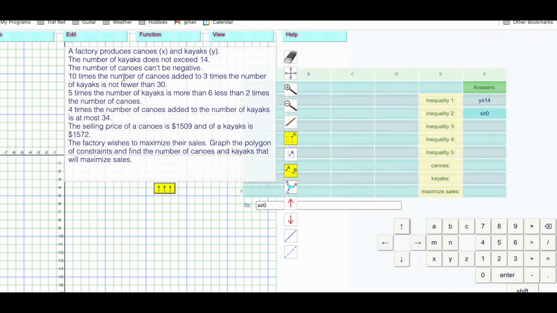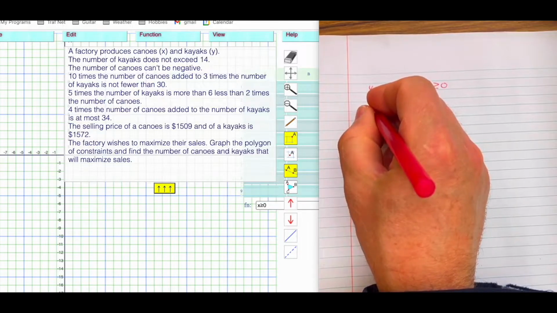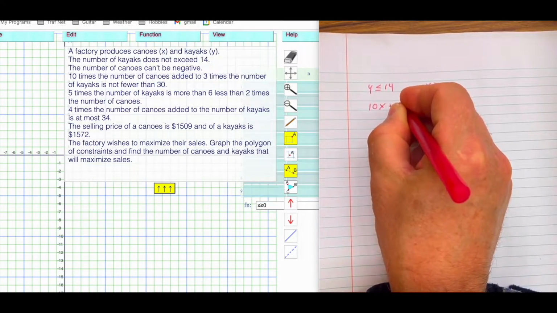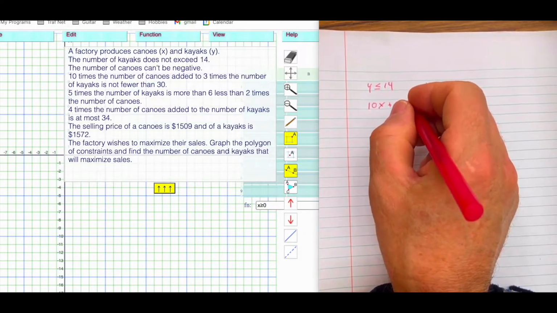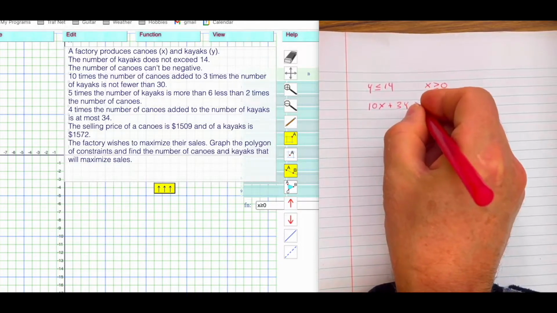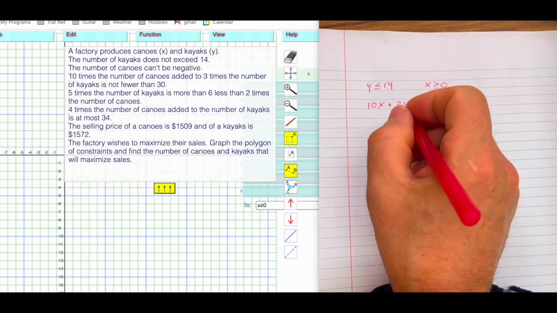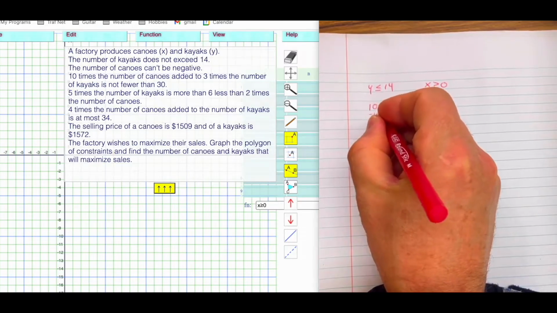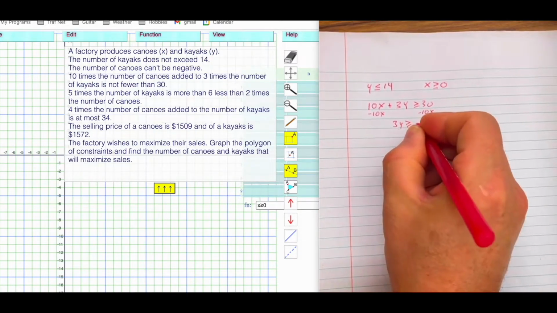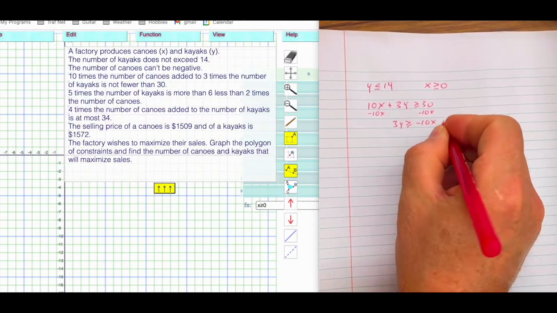10 times the number of canoes. Canoes are X. 10X added to 3 times the number of kayaks, 3Y, is not fewer than 30. It could be equal to 30. It could be greater than 30. It's greater than or equal to 30. I want to get the 3Y alone. I'm going to subtract the 10X from both sides. That gives us 3Y is greater than or equal to negative 10X plus 30.